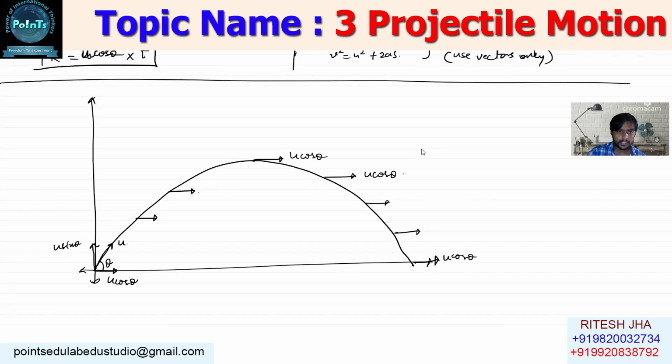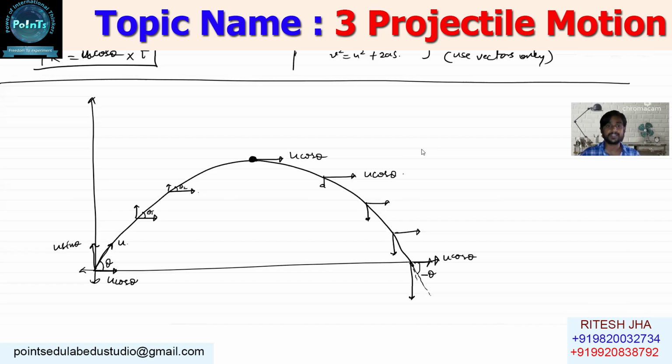Now, u sine theta is gradually decreasing. Ultimately, it becomes 0 at the highest point, and then it is increasing in the opposite direction. Along with that, the angle which it is making is also changing. Theta 1 here, we can consider this to be theta 2, and so on. Ultimately, it is the same angle but negative, negative theta basically.